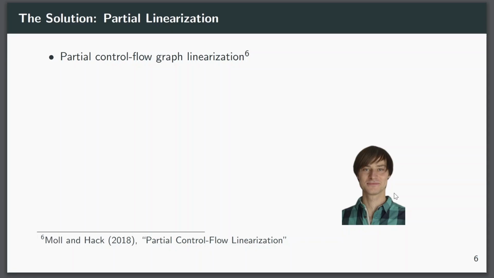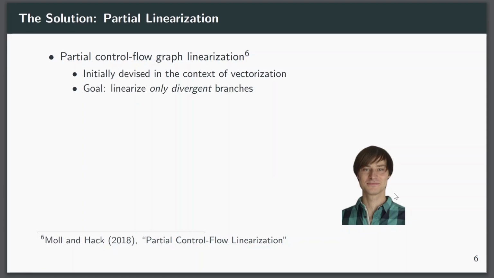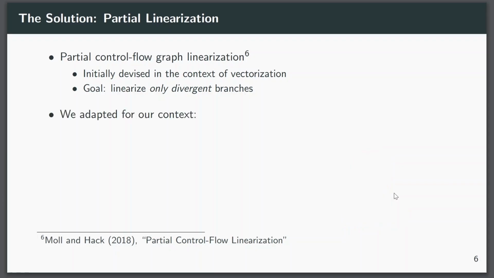And this algorithm was developed in the context of vectorization. Their goal was to linearize what they call divergent branches. And we noticed that we could adapt this algorithm to our context, the context of side channel resistance. So what they call uniform branches for us are the public branches, the branches that do not depend on sensitive information, and what they call divergent branches is what we call secret-dependent branches.